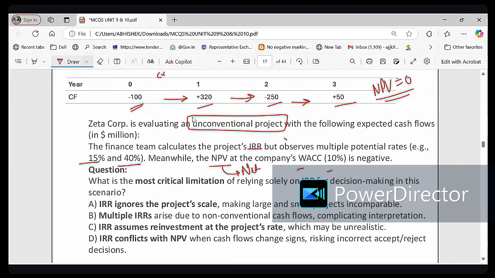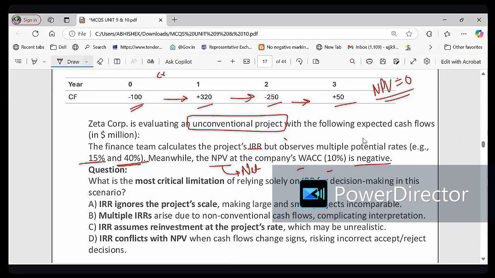So when this happens, IRR does not give us just one number. Rather, it gives multiple IRRs. You see, one time it is giving you 15%, another time it is giving you 40%. So they will give you multiple IRRs, right? Which is super confusing. You may think, wow, I am getting a 40% return, but hold on, your NPV at WACC of 10% is negative, which is destroying the value.